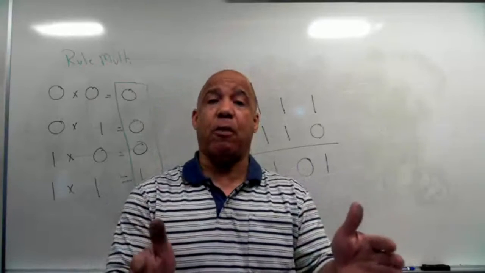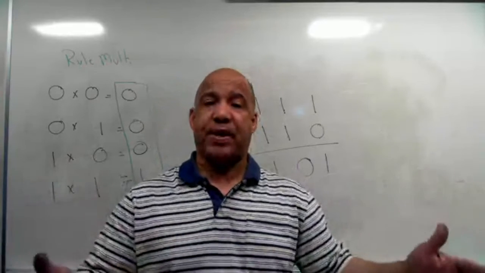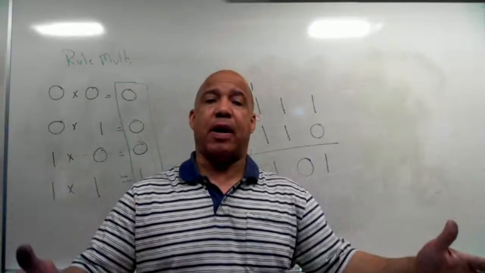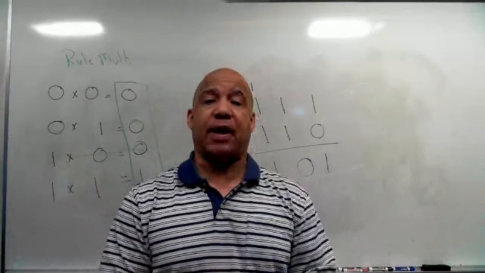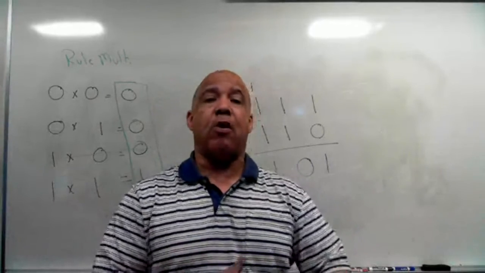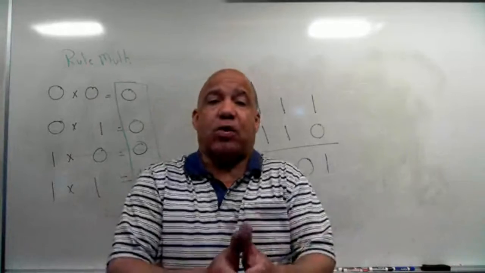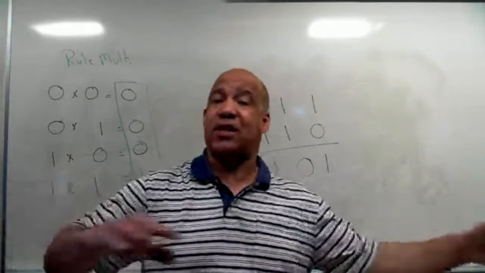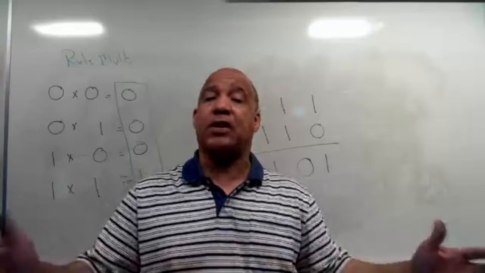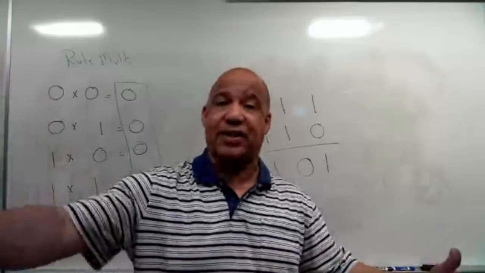A nibble is 4 bits, and a byte is 8 bits. Those are defined. Well, a word is machine dependent. That means that whoever designs a computer, whoever designs a digital system, they can make the word size as big as they want. Now, there's disadvantages to that. The bigger the word size, the more complicated my device is.